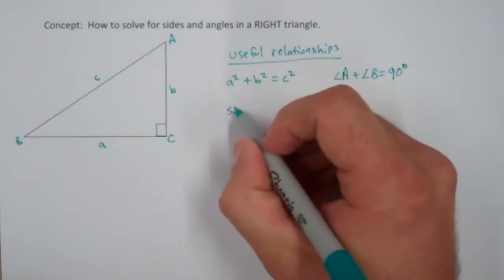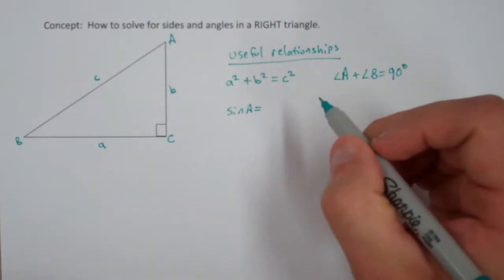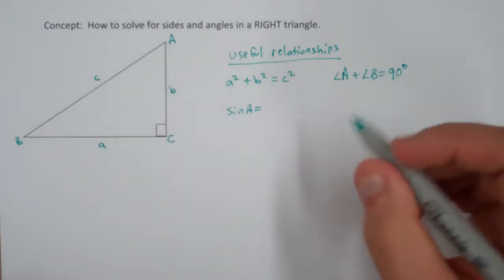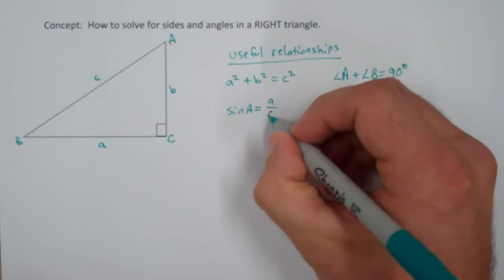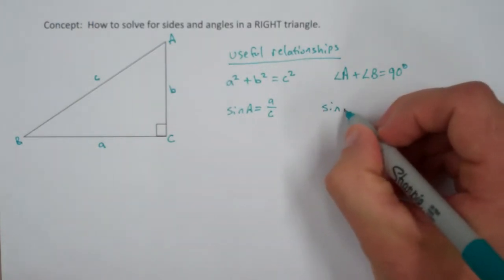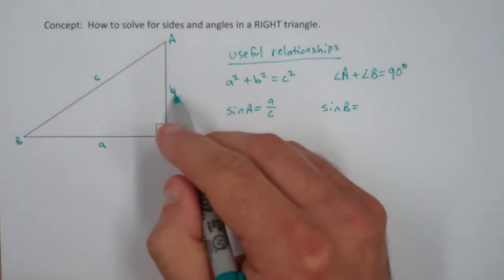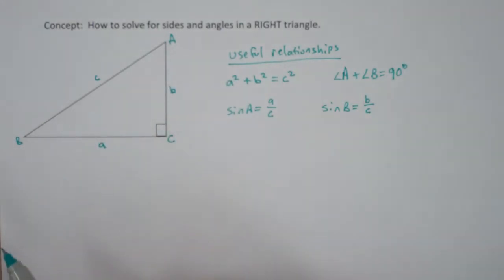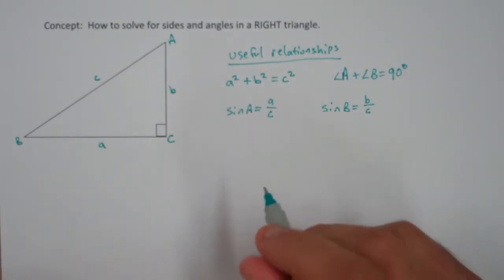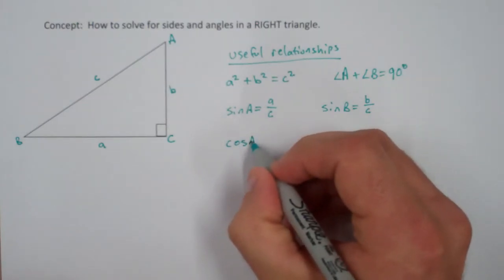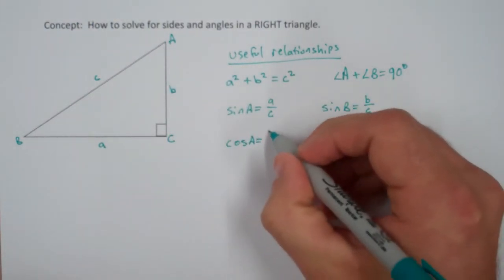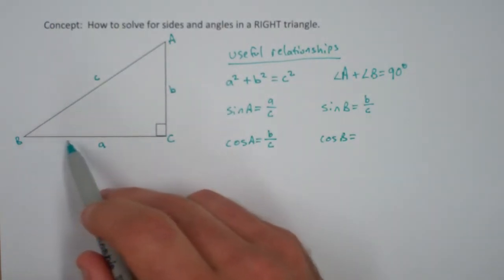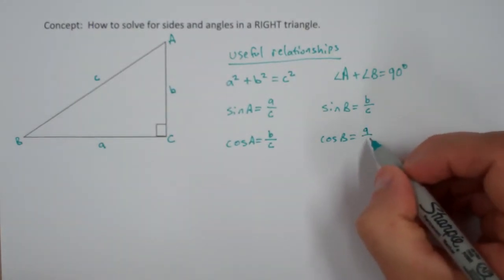Let's use some other ones. We've got the sine of angle A. That is going to be a over c, opposite over hypotenuse. And then the sine of angle B would be opposite over hypotenuse, or b over c. So in a triangle, it just depends on which angle you're looking at. That's actually very important when you set up your ratios. And we've got the cosine of angle A. Cosine would be adjacent, which is b over hypotenuse c. If we switch angles, cosine of B is the adjacent, which is a over c.